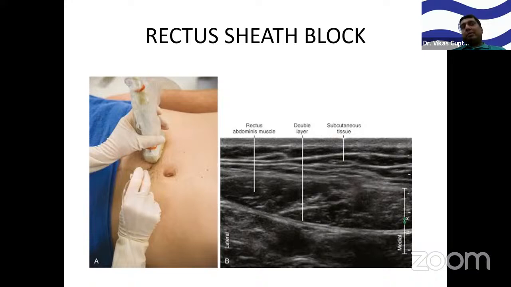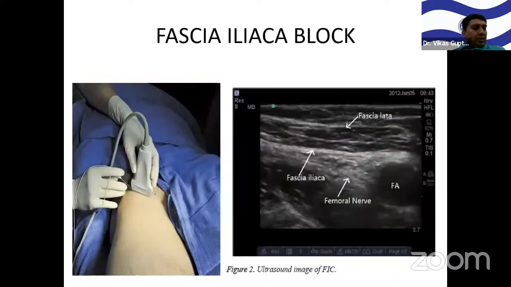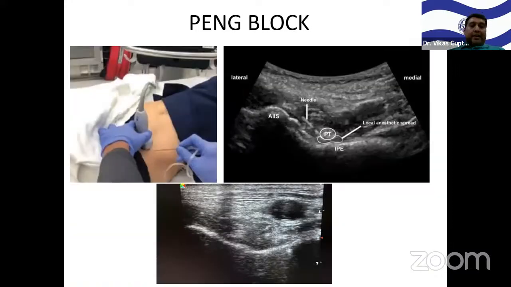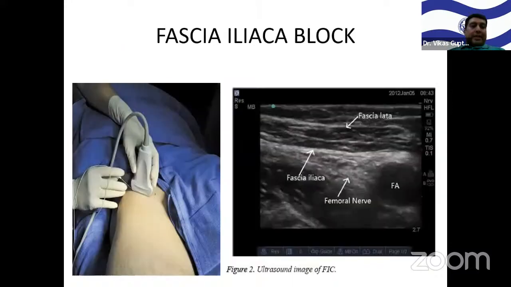So these are the fascial plane blocks. With them we can give analgesia to the anterior abdominal wall, or for upper abdominal surgeries. Now we will come to the lower limb blocks. First, the fascia iliaca block. The fascia iliaca block is a very good block for the anterior thigh and knee, and it will give analgesia for the anterior thigh, knee, and medial thigh.